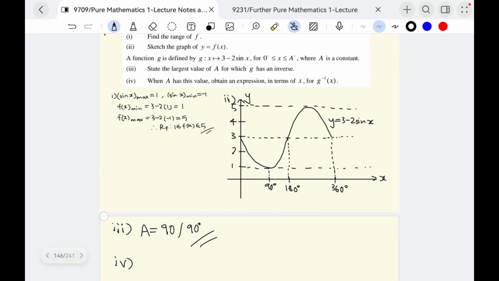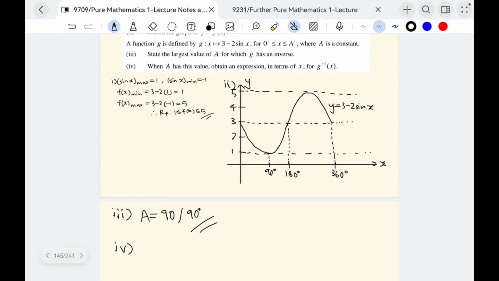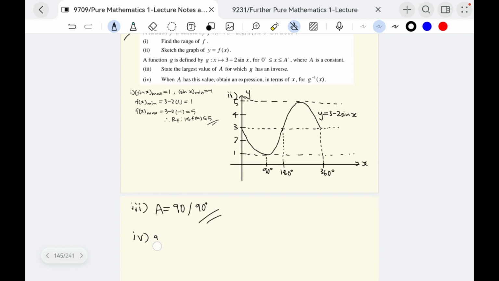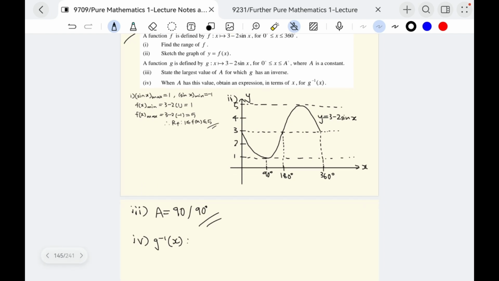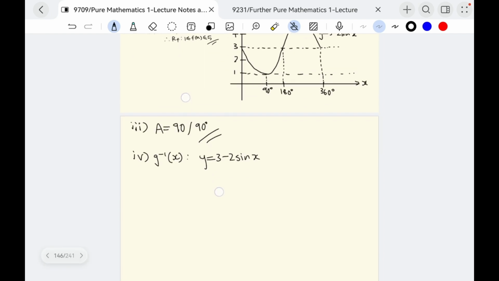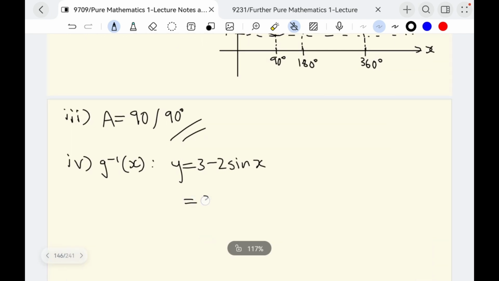Okay, fourth part: where a has this value, obtain an expression for the inverse g(x), of course in terms of x. So to find the inverse of g, let 3 minus 2 sine x equal y. Change the subject, expressing x in terms of y. 3 minus y, divided by 2, equals sine x.